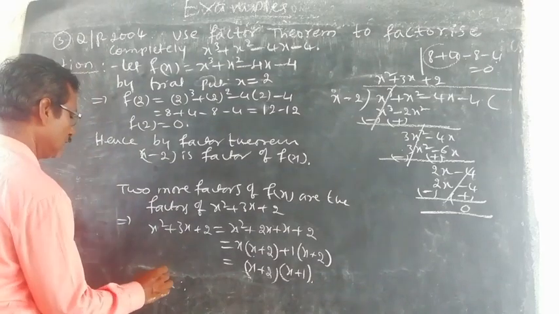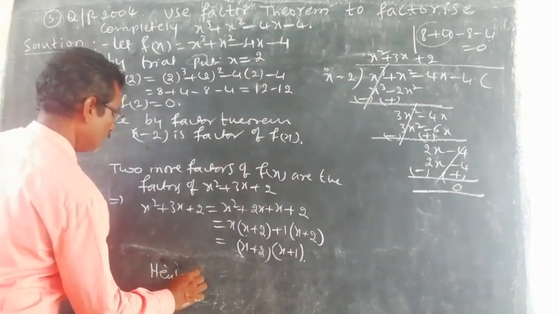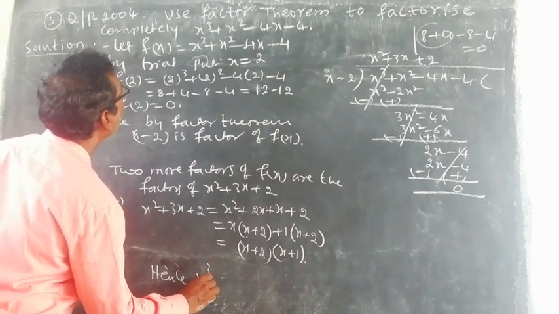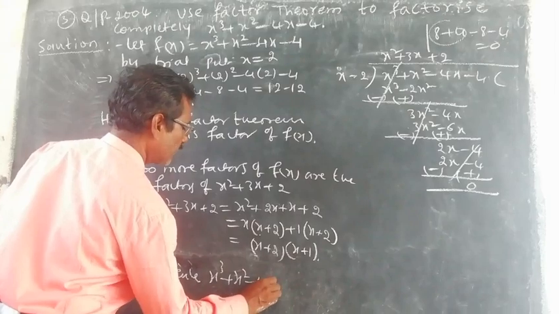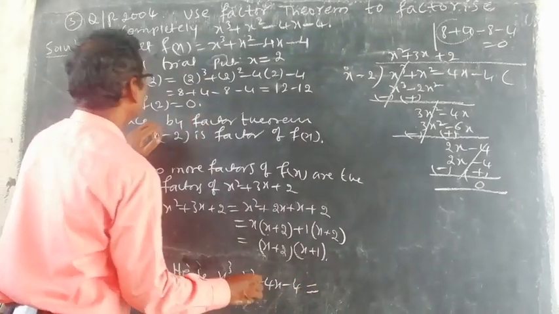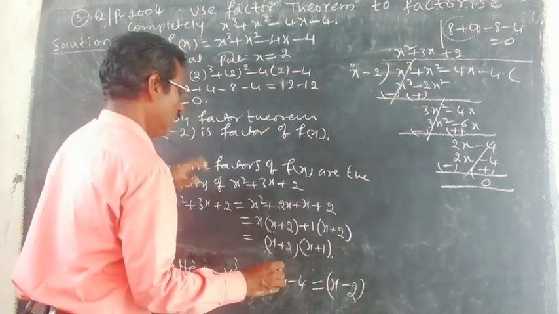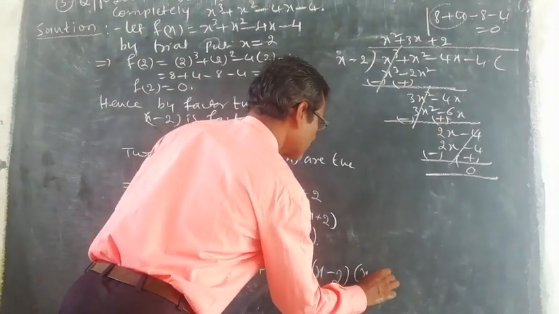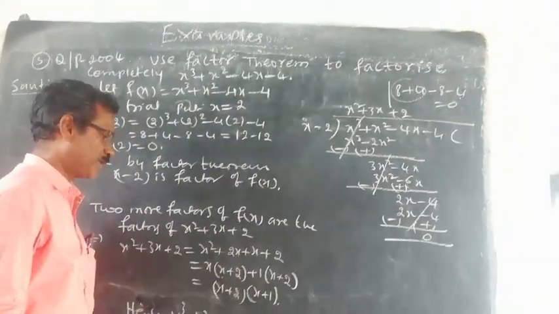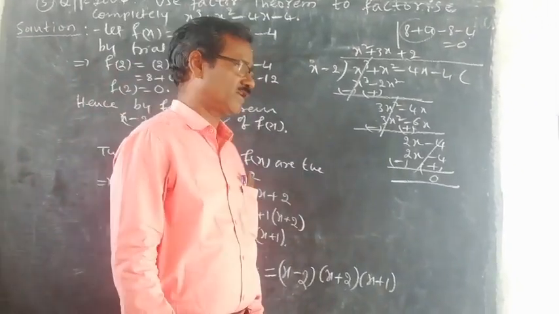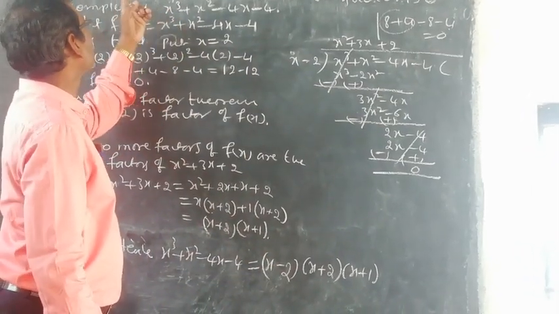Now I can write, hence, x cube plus x square minus 4x minus 4 is equal to the first obtained factor x minus 2 and two more factors, x plus 2 and x plus 1. So, x minus 2 into bracket x plus 2 into x plus 1. These are the three factors of the given polynomial.